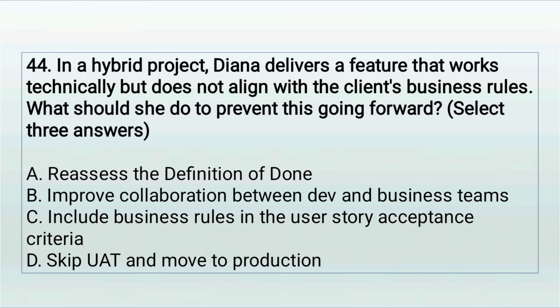44. In a hybrid project, Diana delivers a feature that works technically but does not align with the client's business rules. What should she do to prevent this going forward? Select three answers. A. Reassess the definition of done. B. Improve collaboration between dev and business teams. C. Include business rules in the user story acceptance criteria. D. Skip UAT and move to production.